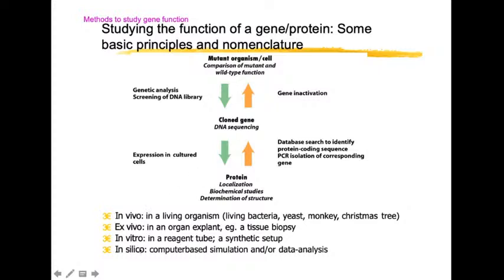So there are four types of research: in vivo, ex vivo, in vitro, and in silico. In vivo is in living organisms like bacteria, yeast, monkey, Christmas tree, whereas ex vivo is in organ explants, for example tissue biopsy, whereas in vitro is a reagent tube synthetic setup, whereas in silico is computer-based simulations or data analysis.